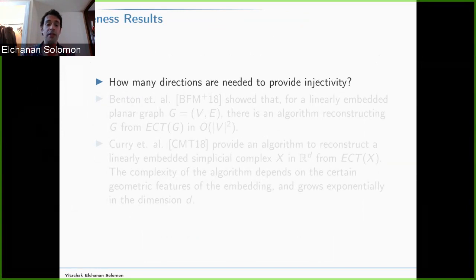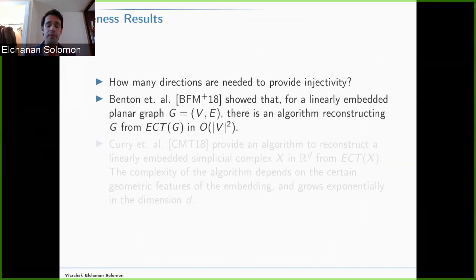So let me talk about the two results that have been shown. Benton et al. recently showed that if you have a linearly embedded graph, there is an algorithm for reconstructing the graph from its Euler characteristic transform, and the number of steps is roughly quadratic in the number of vertices in the graph. In the process of the algorithm, it ends up only probing finitely many directions. And the complexity isn't too bad. It's just the square in the number of vertices.